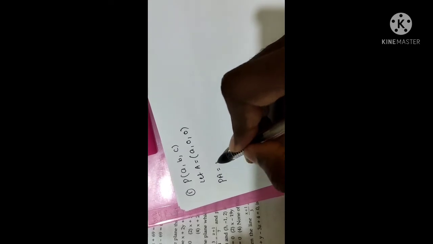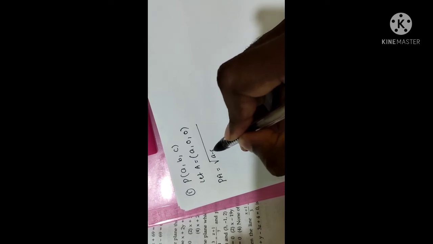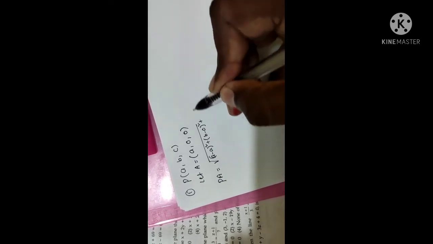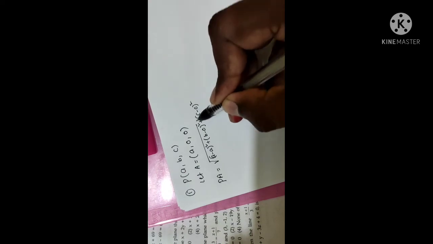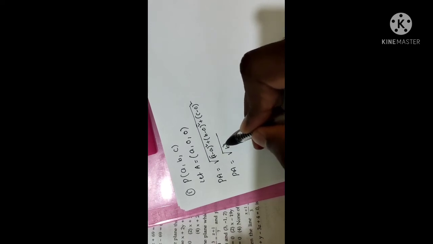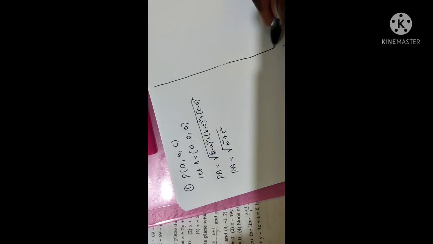We need to find the distance between these 2 points. Distance formula: under root of (a minus a) whole square, (b minus 0) whole square, (c minus 0) whole square. Therefore, the distance is under root of b square plus c square, which is the answer for question number 1. b square plus c square means which option? The second option is the correct answer for this question. Okay. Next.